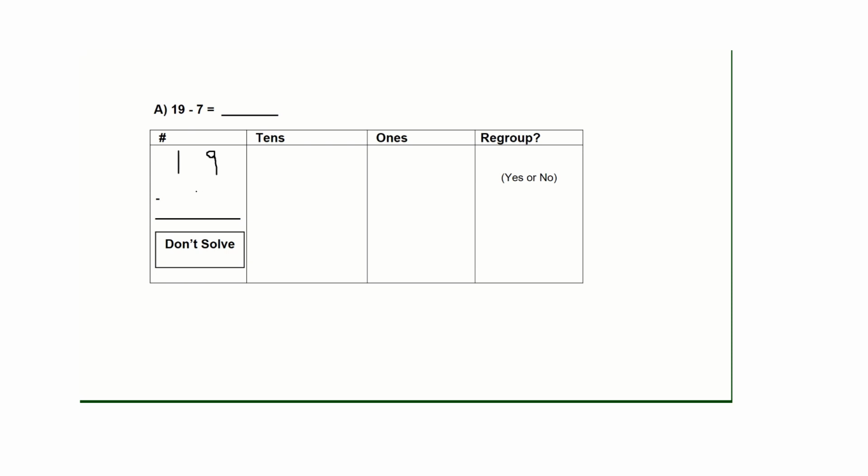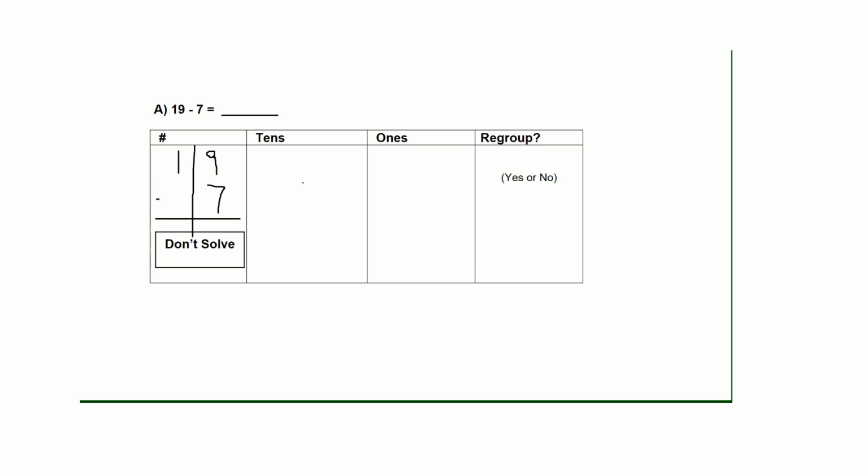I've got to think, does the 7 go in the tens place or in the ones place? I see that 7 is all by itself, so the 7 goes in the ones place. So I'm going to put it right underneath the 9. And then I have to draw a line straight in the middle. Remember what Miss Lim told you, always draw that line in the middle to make sure it's nice and neat. So now I have my numbers, 19 minus 7.